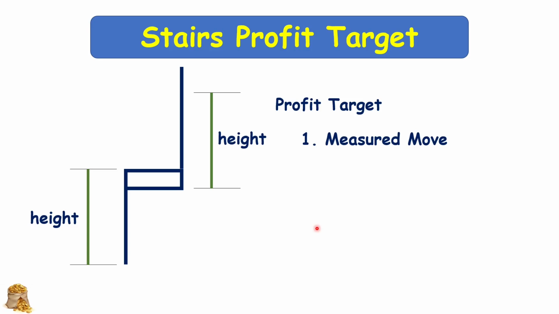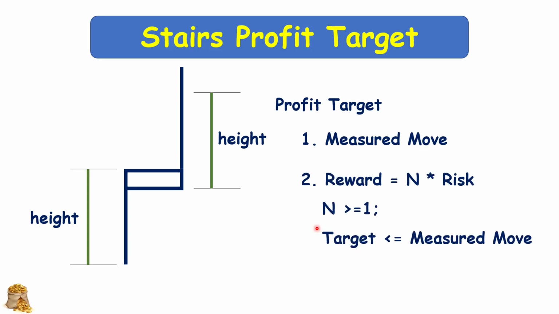However, you can also use your own profit target. For example, if you have a reward which is n times the risk, where n should be larger or equal to 1, then you can take the profit using your normal profit target. However, this target should be less than the measured move. That means based on your reward formula, your reward cannot be beyond this level. Otherwise, it's possible that your target might not be reached before it pulls back.